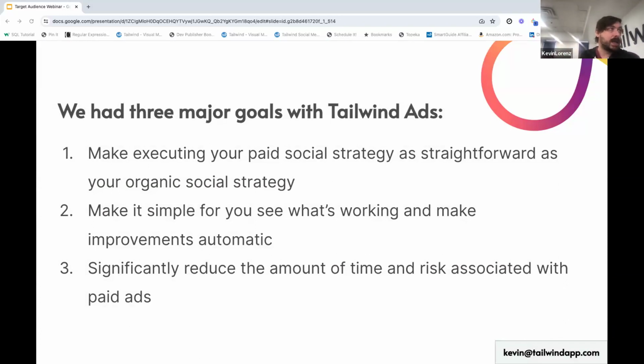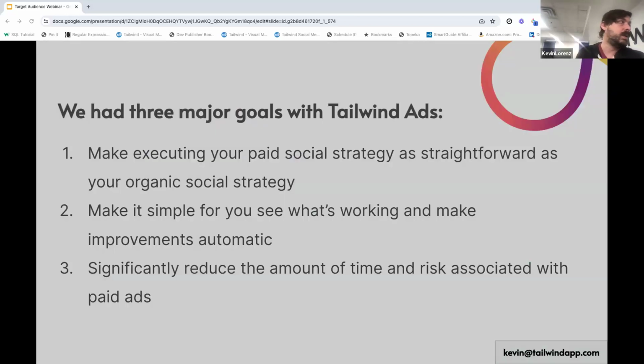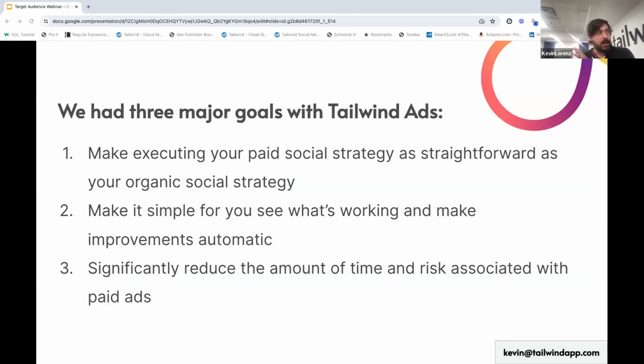So we set out to make executing paid social, right? These paid ads as straightforward as your organic social strategy. And I'll show you what that looks like here in just a second. And then we tried to make it simple for you to see what's working and super simple to make adjustments, right?